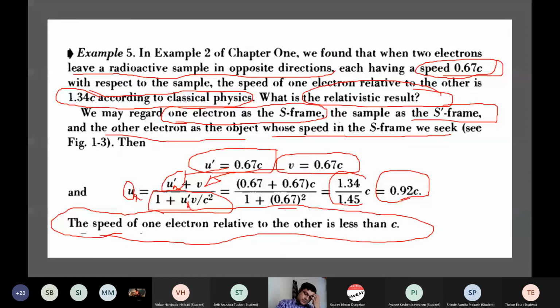Any questions? Sir, no. With respect to that laboratory frame, if we increase the speed of the electrons in opposite directions from 0.67 to 0.7, 0.8, 0.9, and then calculate the speed with respect to each other, we do multiple experiments. You mean their velocities are not uniform, they are changing? Yes, you can do that.